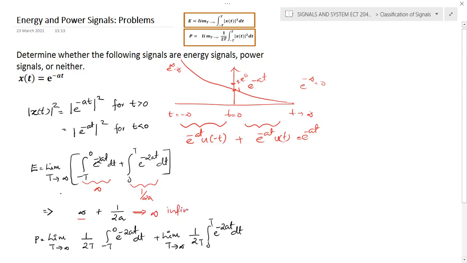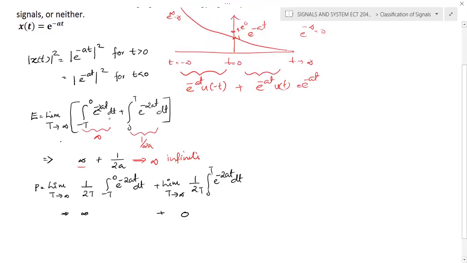So the energy is infinite. And when you calculate the power, again, for the first part you will get infinity, and for the second part you will get 0. So overall the result is equal to infinity. So infinite. So for the given signal x of t, E and P are both equal to infinity. So it is neither an energy nor a power signal. Okay.